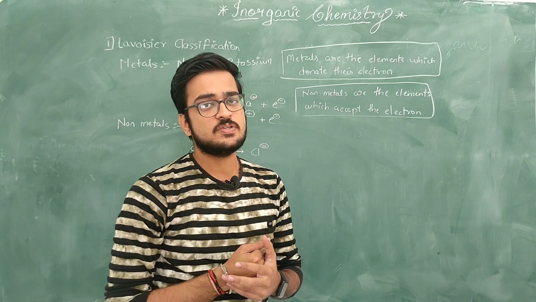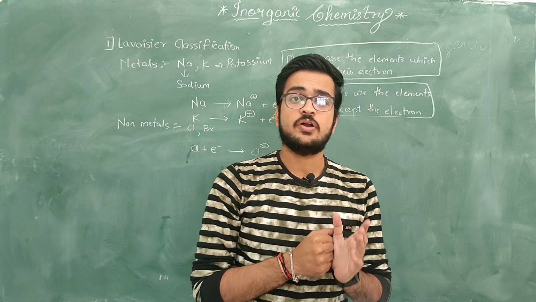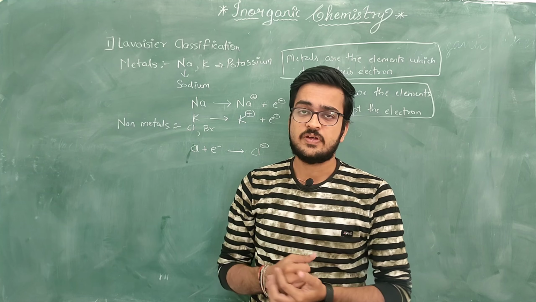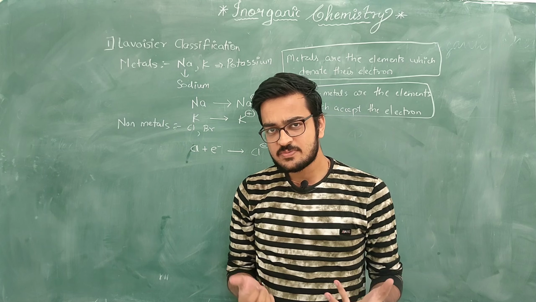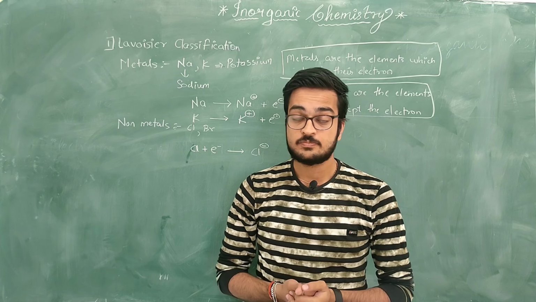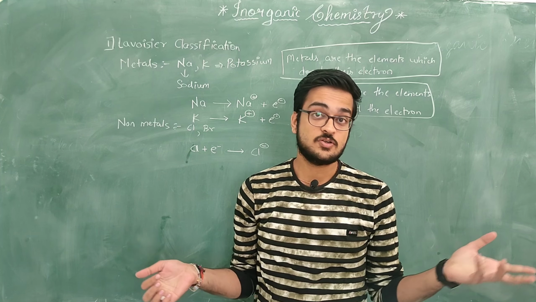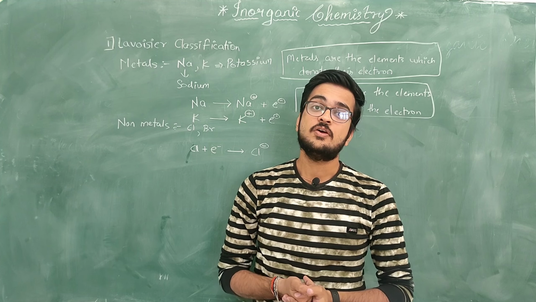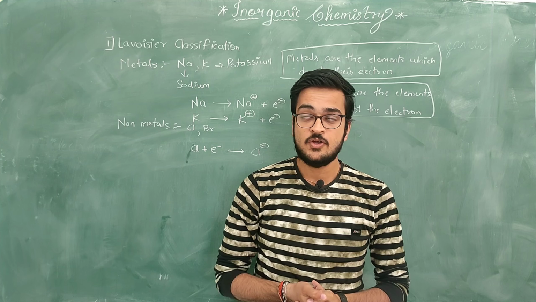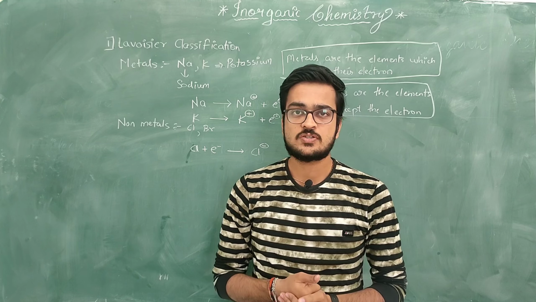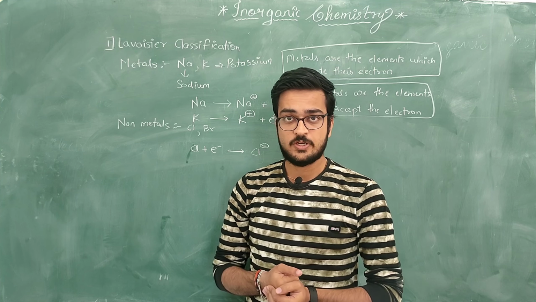So this was Lavoisier's assumption, or he said that this could be the criteria to classify the elements. But is it the only small sign which you will find in an element? No, there are many things. It's not only the electron by which you can judge an element. So this classification has got some drawbacks. Now what are the drawbacks?